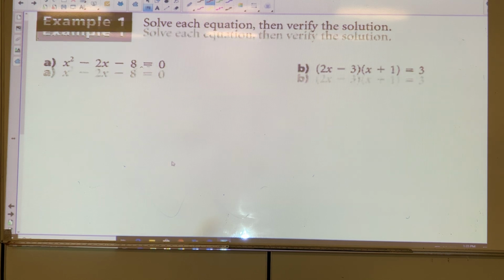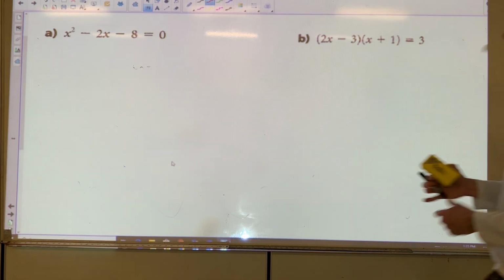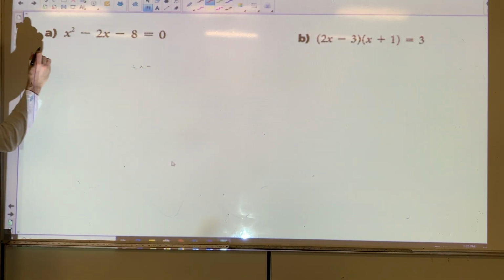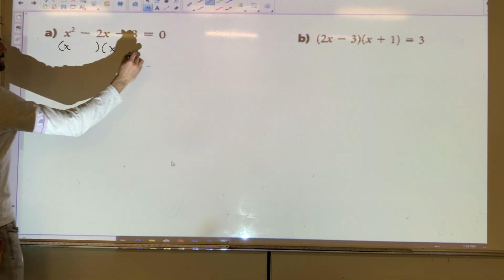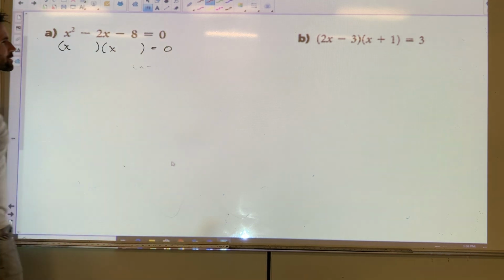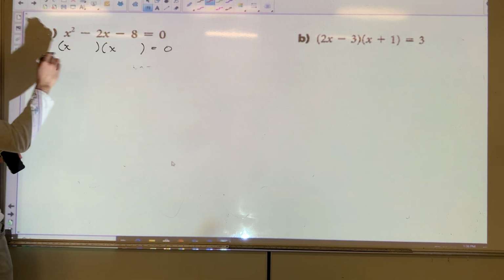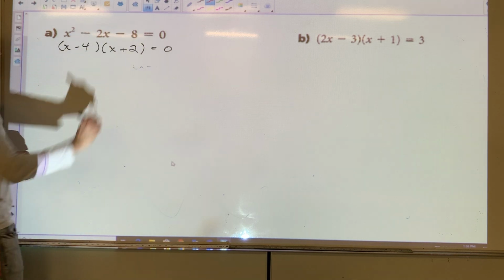So part A is not factored, but it is already set equal to 0 for us. So what we'll do is we'll factor it. It's A equals 1, so it's going to be something like this, equals 0. So two numbers that multiply to -8 but add up to 2, well, that would have to be maybe -4 and +2.